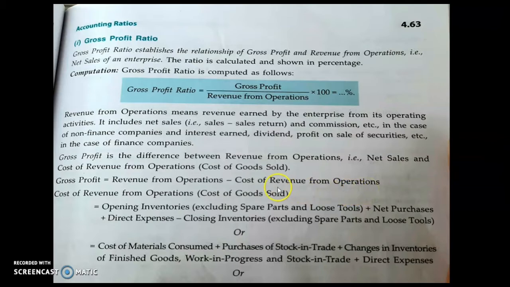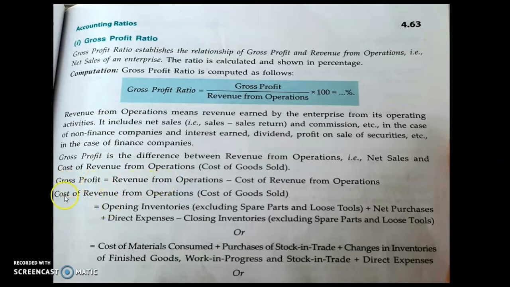Children, in previous classes you learned very well how to calculate cost of revenue from operation. For the last many days you have been doing problems related to calculation of cost of revenue from operation and revenue from operations, so you are very much familiar with these terms and the formulas. The formula to calculate gross profit is: from our revenue, that is our sales, if you remove your cost, you will get your gross profit.